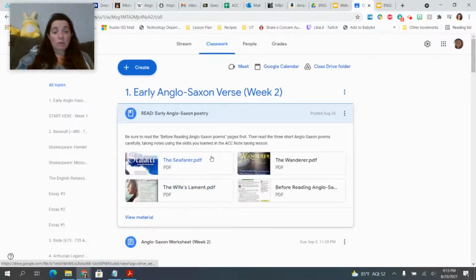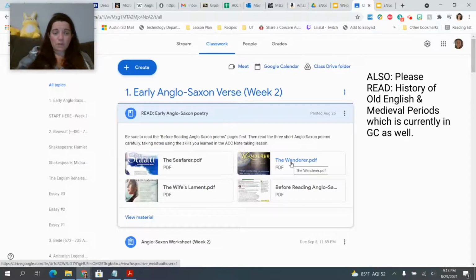And then the 3 poems are here: The Seafarer, which we learned about a little bit in the video where we saw the gentleman looking at the Exeter book. They talked about the Seafarer, and there was a little clip of a reading from the Seafarer. The Wanderer, and The Wife's Lament.